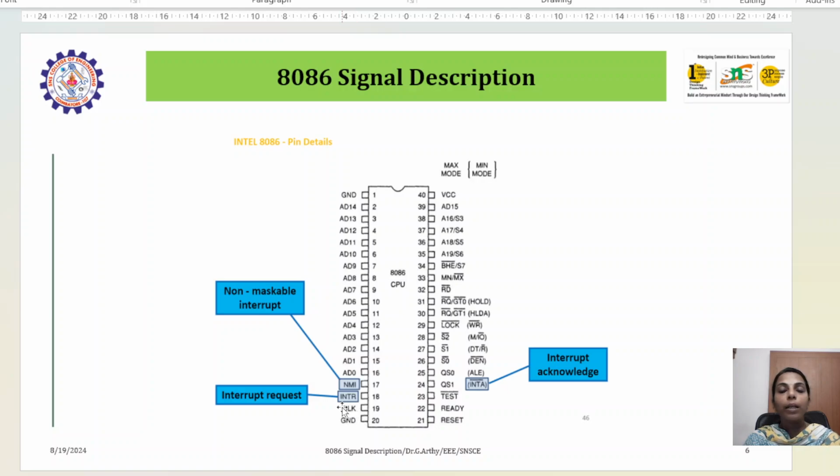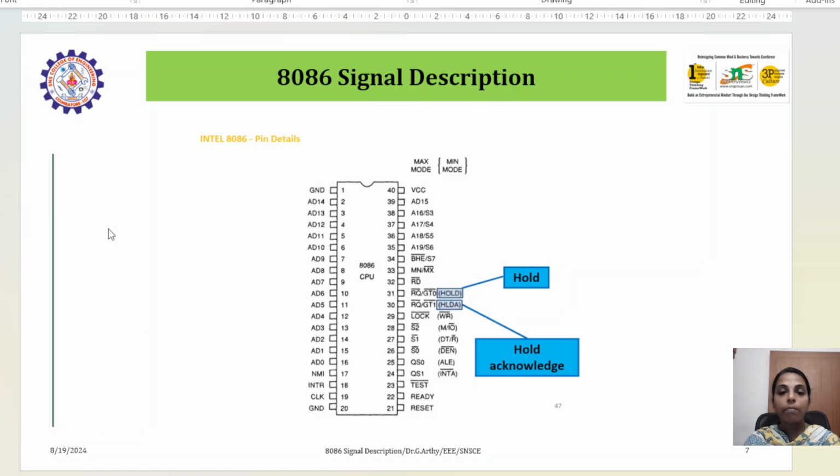So whenever an interrupt occurs, then the interrupt acknowledgement pin also should be enabled. Once it is ready to service the interrupt, once it receives the interrupt acknowledgement, then only the interrupt will take place. Other than this, we have hold and hold acknowledgement.